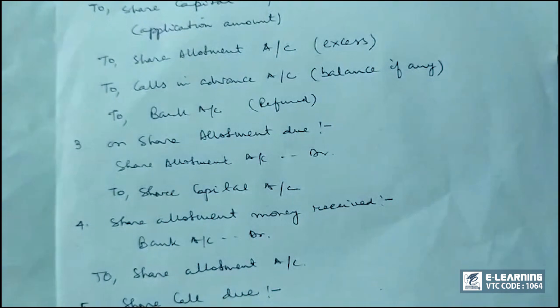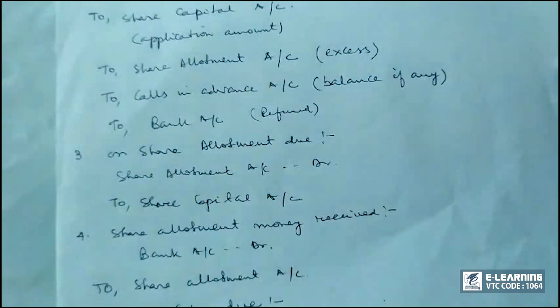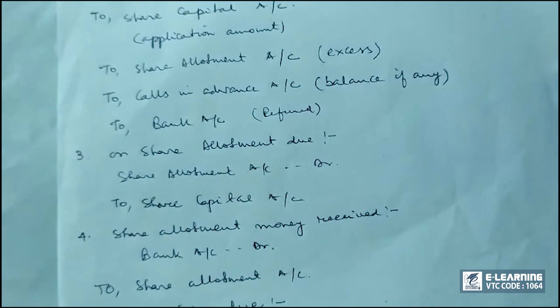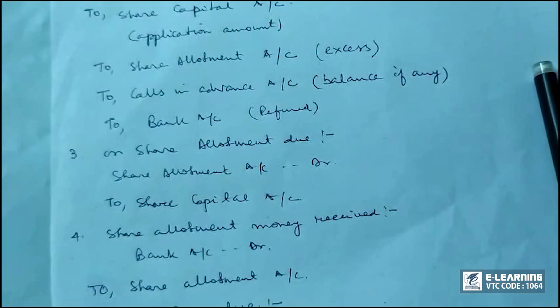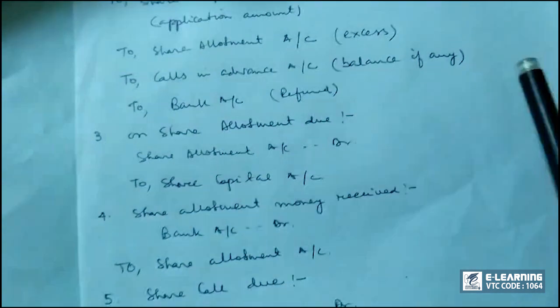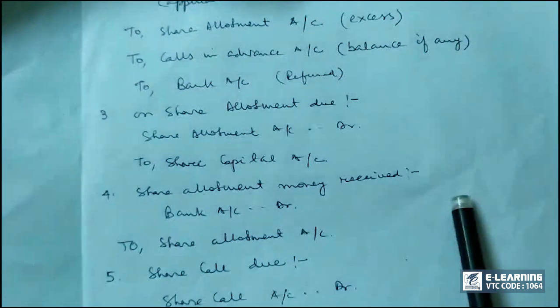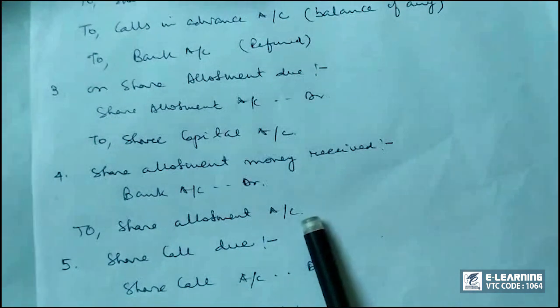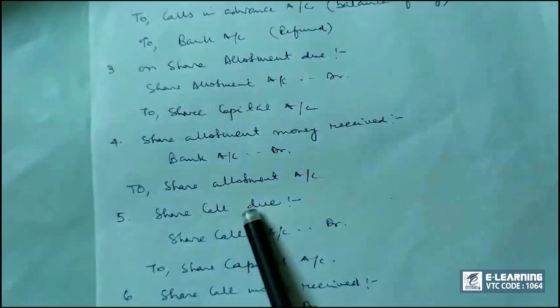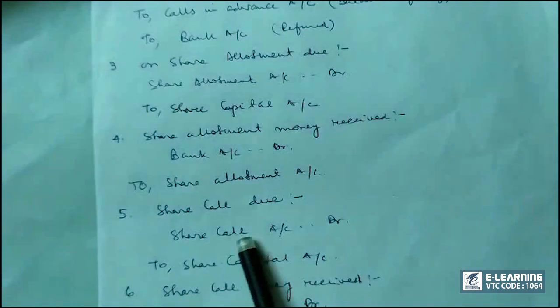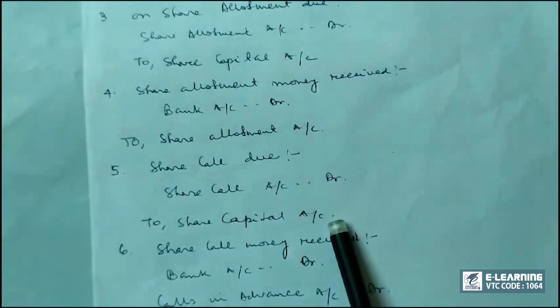Next is the share allotment. When share allotment is due, it is simple, as we have done before: share allotment account debit to share capital account. Next, when share allotment money is received: bank account debit to share allotment account. Next, when share call money is due: share call account debit to share capital account.